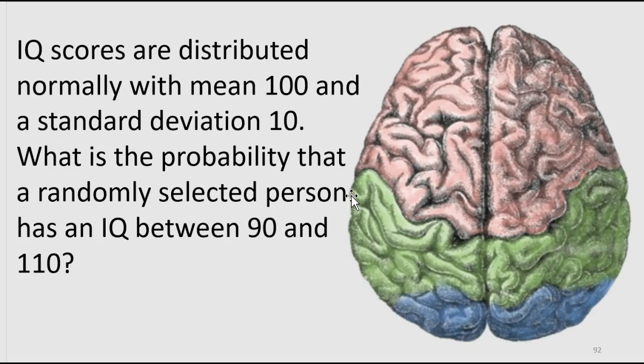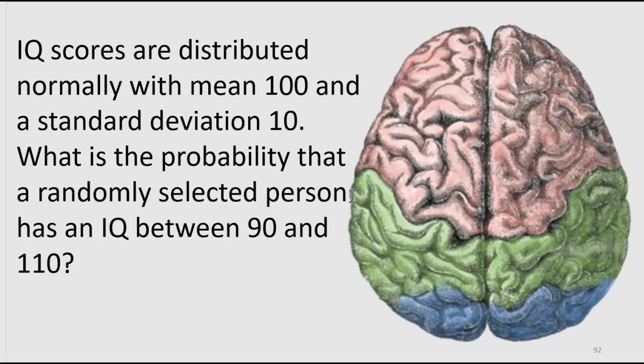So how could we use this? IQ scores are distributed normally with a mean of 100 and standard deviation of 10. What is the probability that a randomly selected person has an IQ between 90 and 110? We can use the empirical rule to help us answer questions like this.